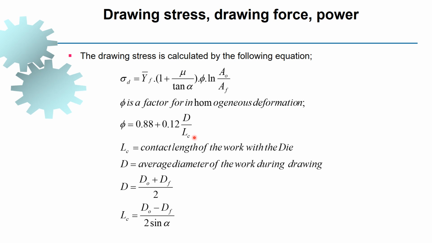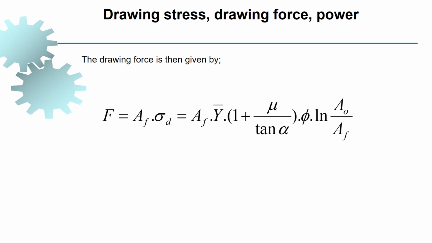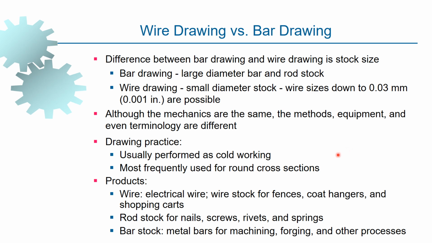The contact length can be calculated as initial diameter minus final diameter divided by 2 sine of the die opening angle. Now the drawing force can be calculated using the equation. Force is area times stress, final area times drawing stress. Using this equation we can find the drawing force, which is A_F times Y bar, which is actually the flow stress, times 1 plus mu over tan alpha times phi, the inhomogeneous factor, times log A0 over A_F.